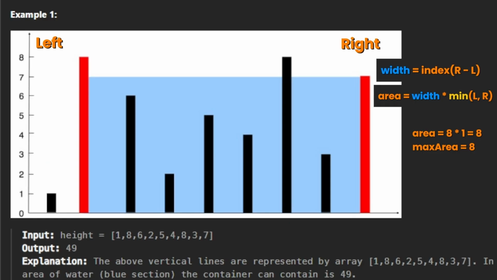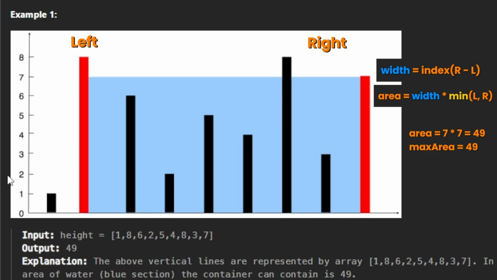The left line is shorter, so we move it. Now left is at index 1, right is at index 8. The width is 7. The height is limited by the shorter bar, which is 7. The area is 7 multiplied by 7, which is equal to 49. Maximum area is now 49, a huge improvement. This time, the right line is shorter, so we move right.